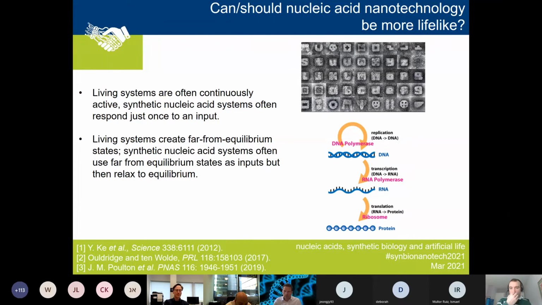So these are images from Peng Yin's lab, the incredible versatility and functionality of his DNA brick system for self-assembling structures. This is an amazing achievement, but fundamentally what's happened here is his group has cleverly designed a set of strands to find a very stable equilibrium that the system is able to reach.